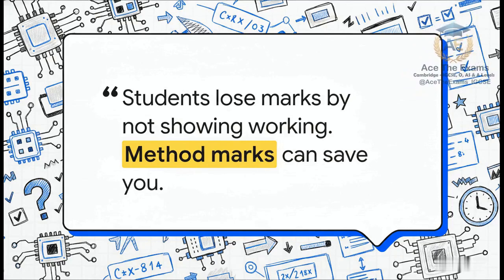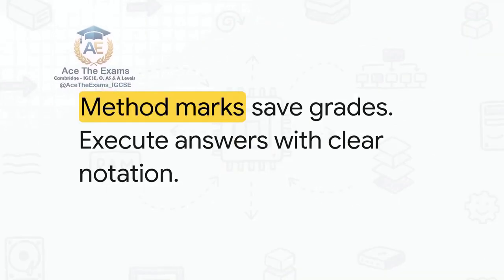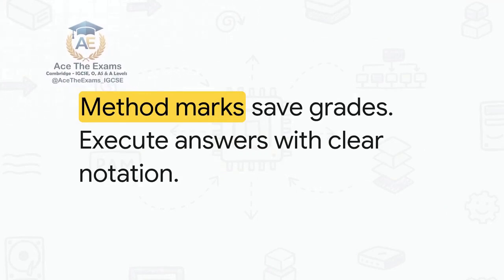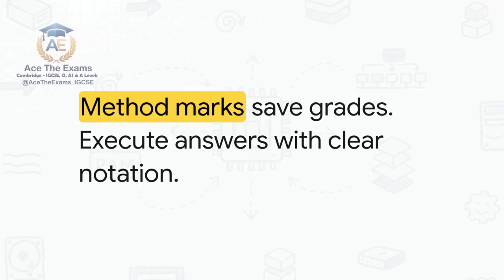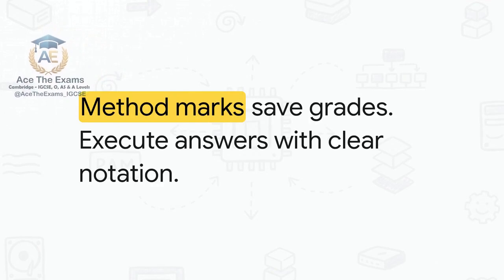If you are asked to calculate the performance increase of moving from a 2 GHz single core to a 1.5 GHz quad core with a 20% parallelization overhead, and you mess up the final division, if you wrote down the correct formula, and if you substituted the correct numbers on the page, the examiner actually wants to give you marks for your method. Show your working. Method marks literally save grades. Execute your answers with clear notation. Present them with the correct Cambridge terminology. This is your ultimate safety net. It preserves your mark potential even when the math gets messy.